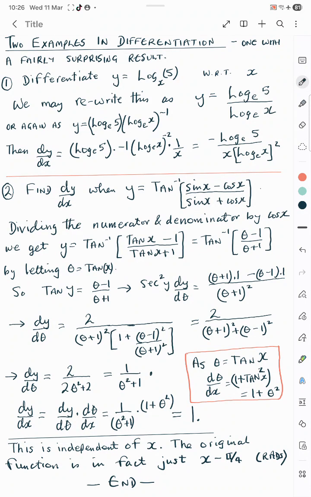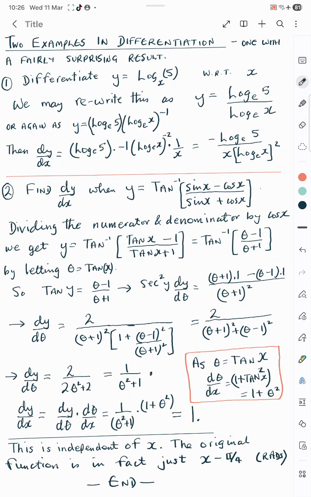Hello and good morning. In this exercise we want to do two examples in differentiation, one with a fairly surprising result. And the first one is to differentiate y equals log to base x of 5 with respect to x.